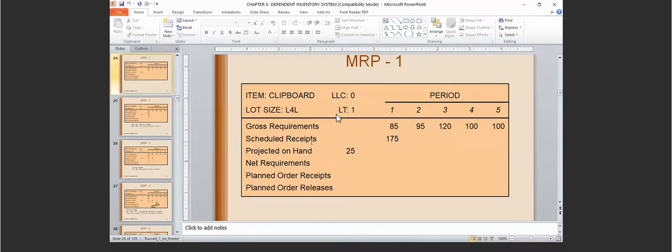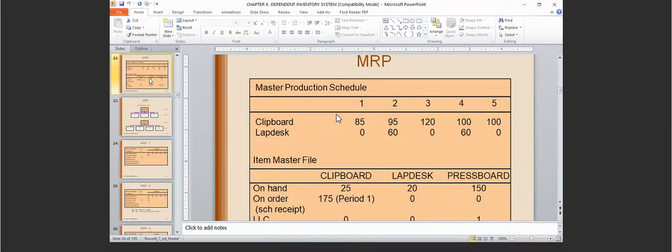let's say we're going to develop an MRP table here. We have the item, and we need to put in information about what the item is. The item is clipboard, and the level for the item is 0. The lot sizing technique we use for the clipboard is lot for lot, and the lead time is 1 period. So where do we get all this information? We get this information from the item master file provided in the previous slide.